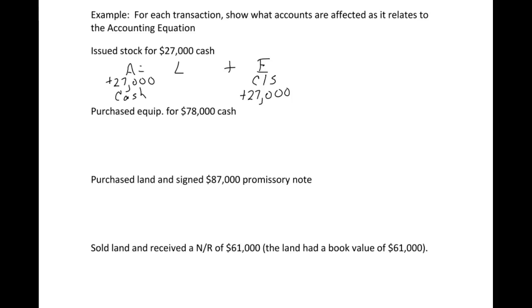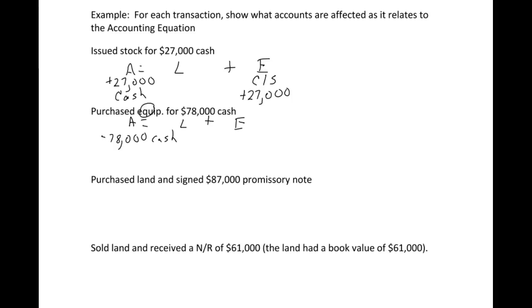The next one says we purchased equipment for $78,000. Once again, I'm sketching this out, giving myself room to write in the blanks. Notice it says we purchased equipment for cash, so we are paying cash for it. We are buying an asset and paying cash, so cash goes down by 78,000. I'll write it right here to the side of it.